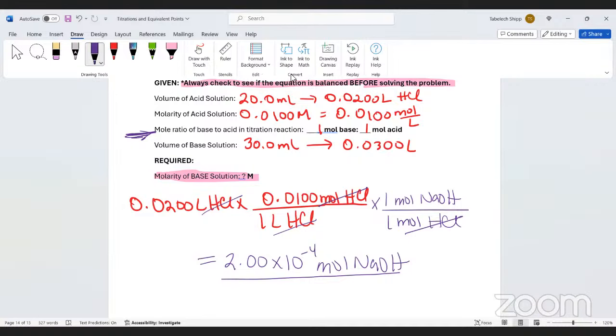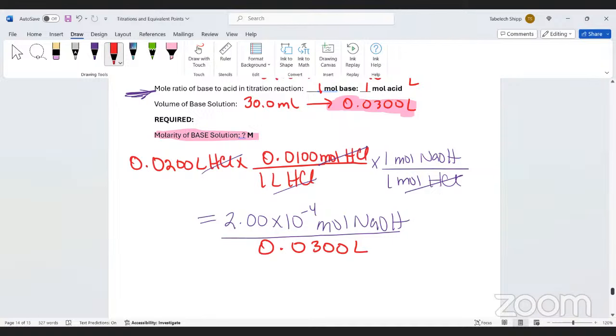Then what are you going to do? You're going to divide by that last number that we did not use, the 0.0300 liters of that base. So we're going to put that on the very bottom, 0.0300 liters. Okay? And so we're going to divide that number by 0.0300.